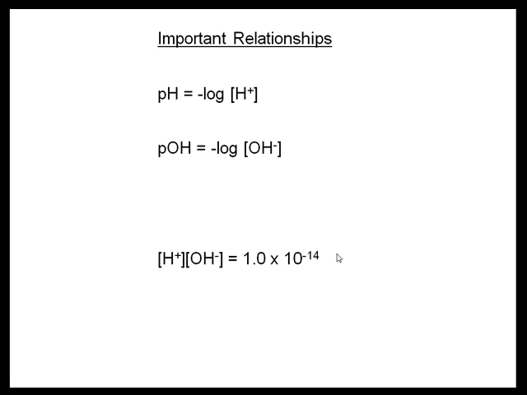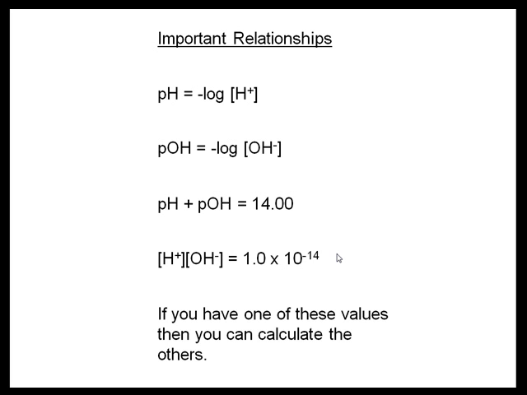So here's a summary of those relationships. pH is equal to negative log of H plus. pOH is equal to negative log of OH minus. We have Kw, H plus times OH minus is equal to 1 times 10 to the negative 14, and pH plus pOH equals 14. If you have any one of the values, then you can calculate the others.